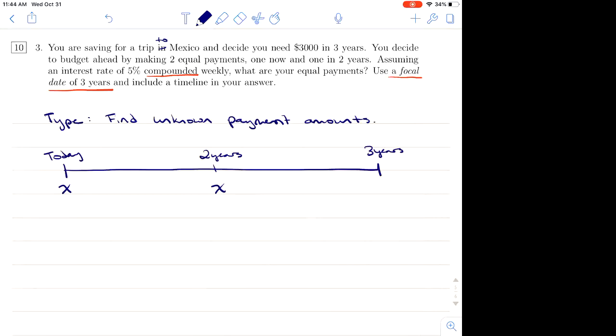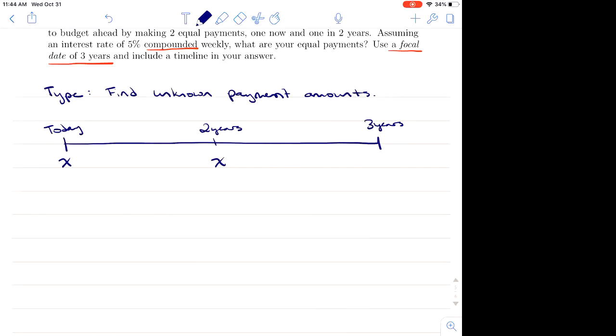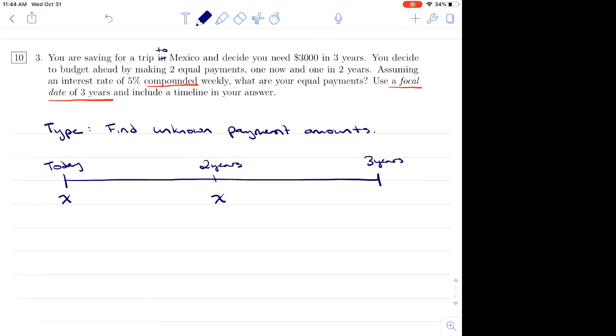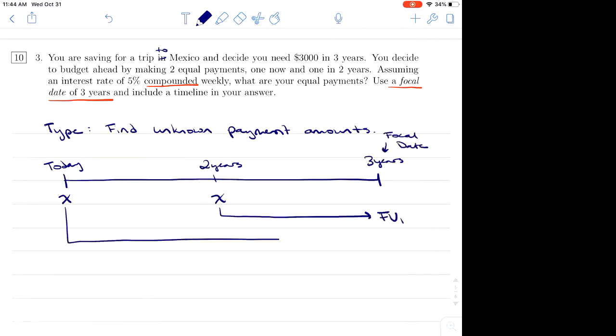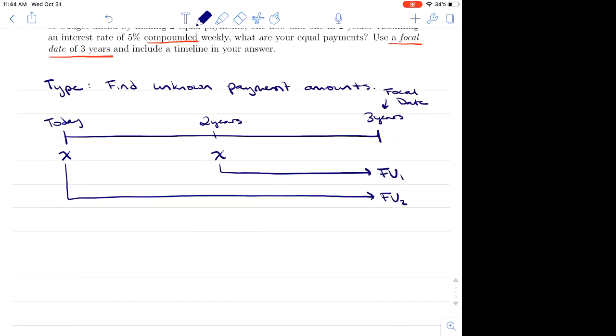Okay, we're told to use 3 years as our focal date, which means we have to pull all our payments to 3 years. So this little guy gets pulled forward to some future value 1, and this little guy gets pulled forward to some future value 2. These have to add up to 3,000. At 3 years, I need to have 3,000 in the bank.